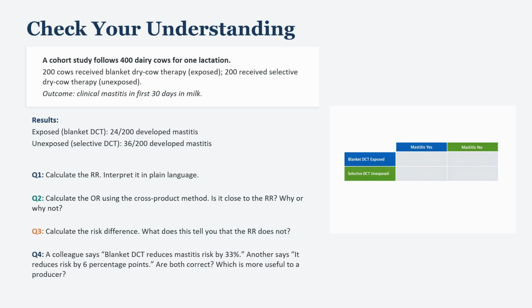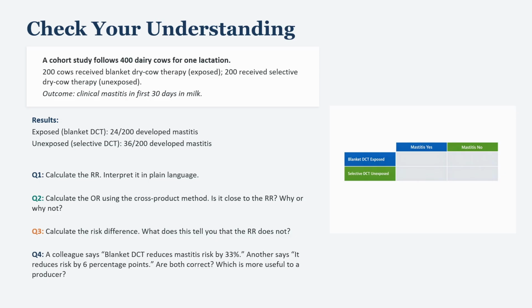Question 4. Both colleagues are correct. They're reporting the same finding in different frames. The first colleague is expressing the relative risk reduction. 1 minus 0.667 equals 0.333 or 33%, the relative reduction in mastitis risk. The second colleague is expressing the absolute risk reduction, 6 percentage points. Neither number is wrong, but they communicate very different things.